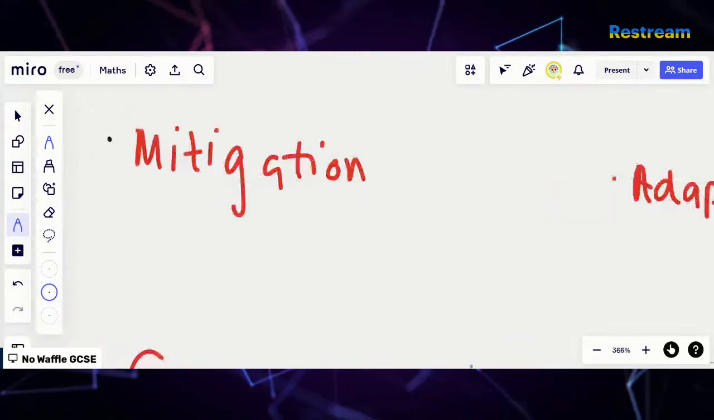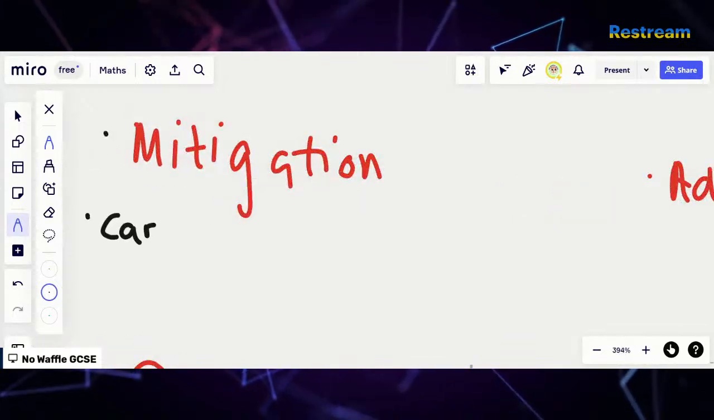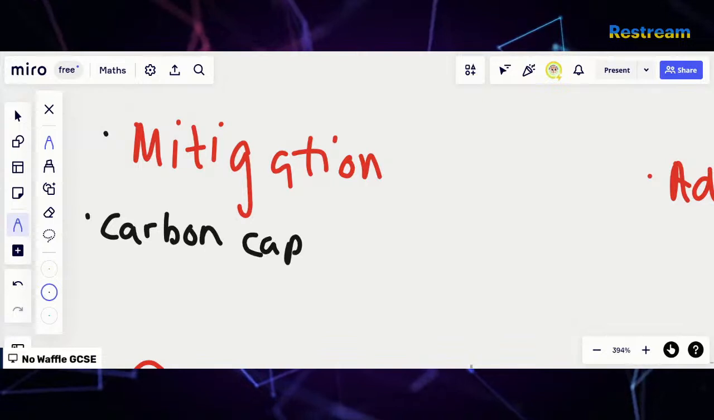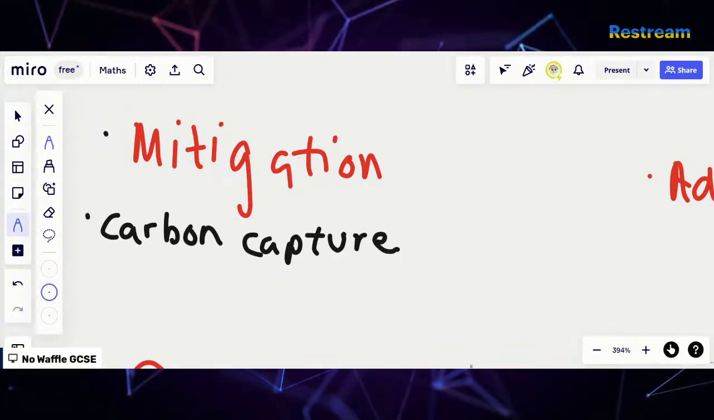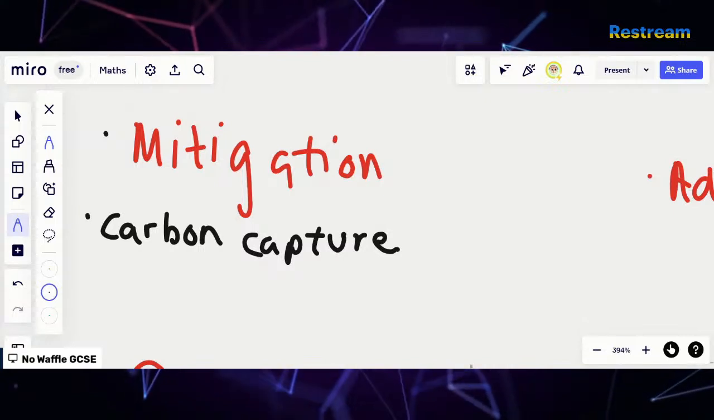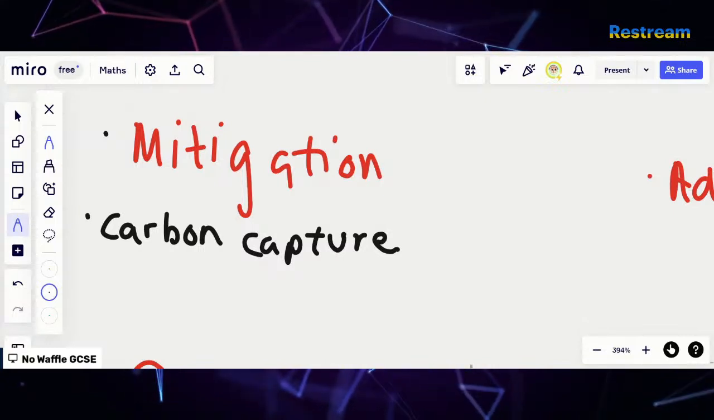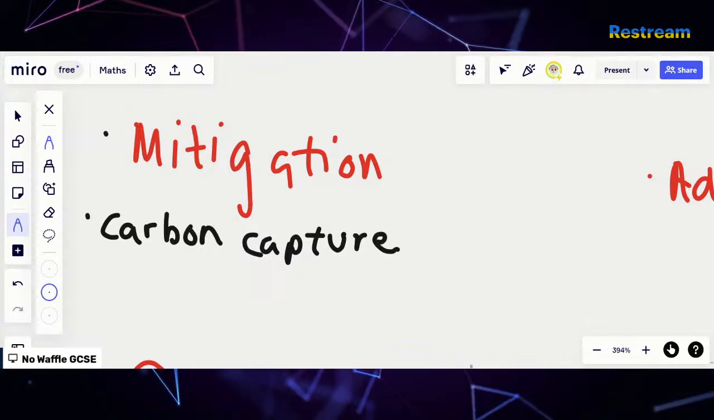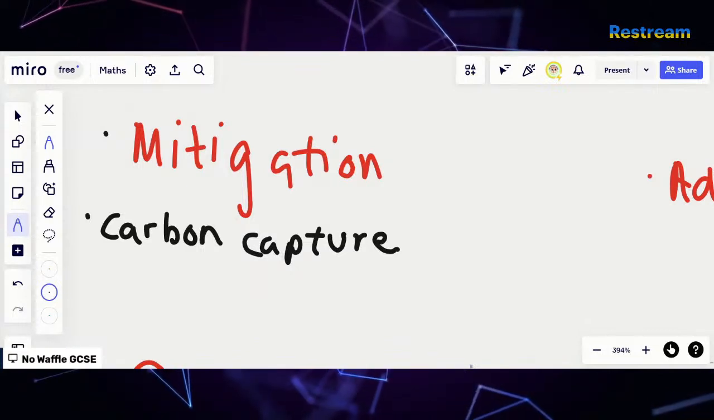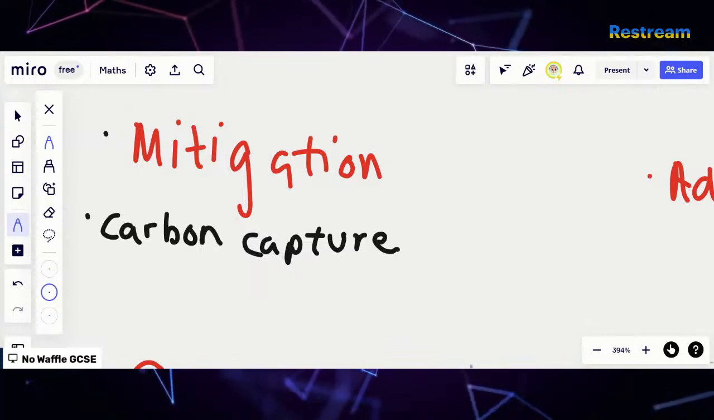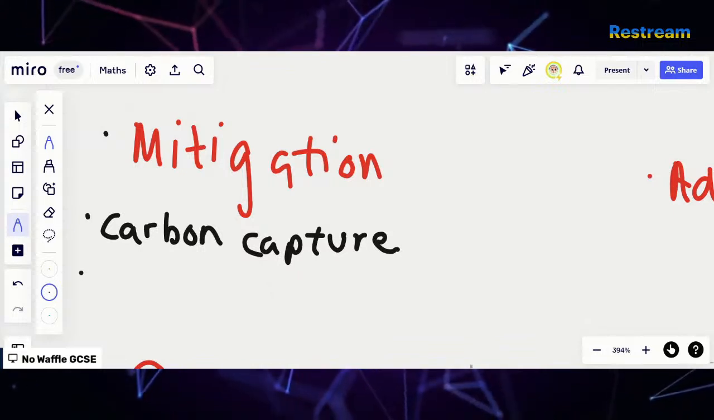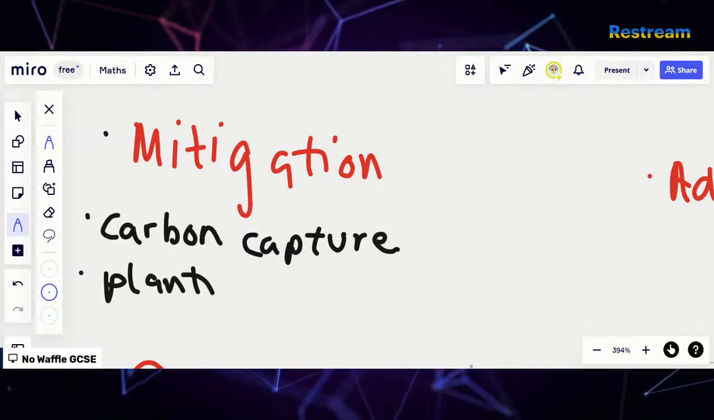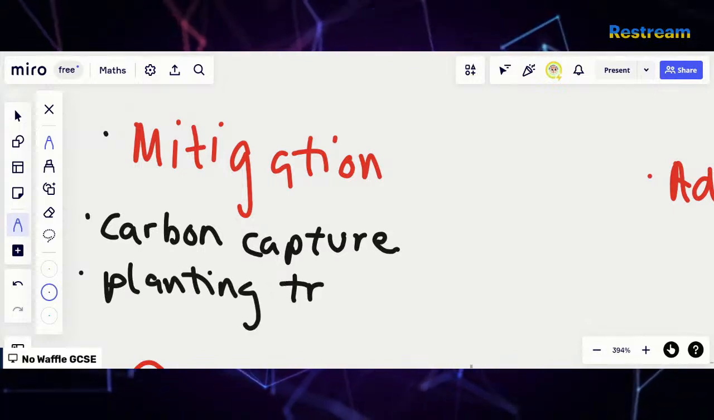Firstly, carbon capture. So this is when it's designed to reduce emissions by capturing carbon dioxide and then transporting it to safer places where it can be stored, so underground or something like that. So it's taking the carbon dioxide from the atmosphere and putting it underground. Another strategy of mitigation is planting trees, also known as afforestation.